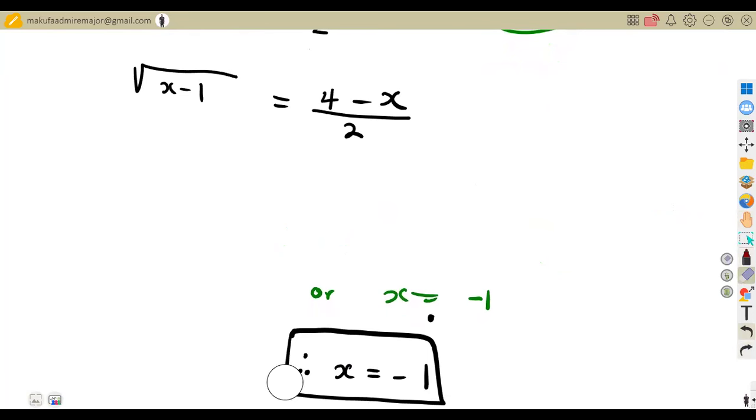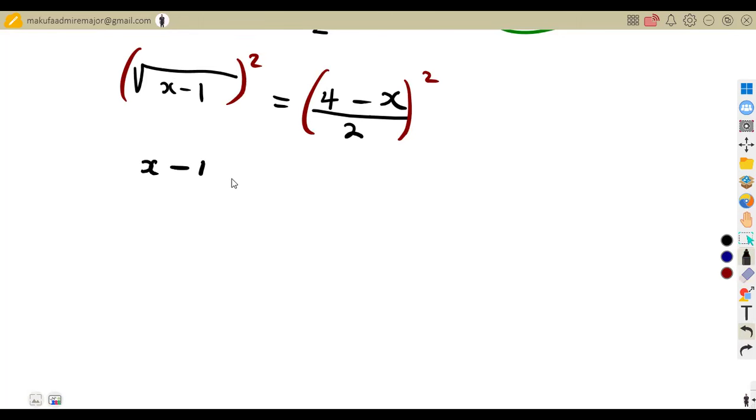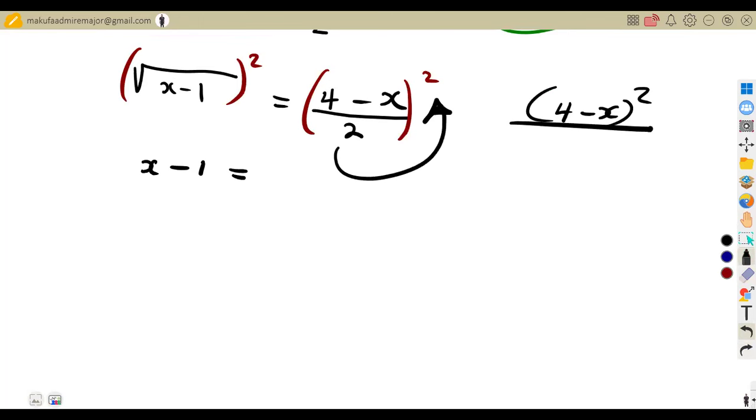All right, so this is our equation here, guys. Let us square both sides. So if we square this side, we also have to square the other side. So this one, we're just going to square everything like this. To square is to remove the square root. That means we are left with x minus 1 is equal to 4 minus x squared over 2 squared. Everything is affected by this square.